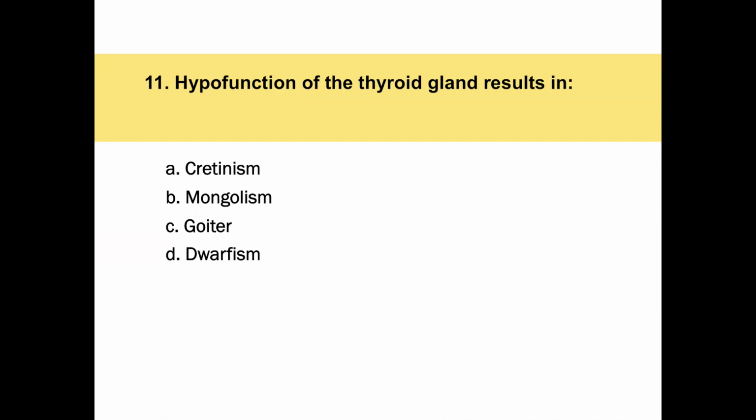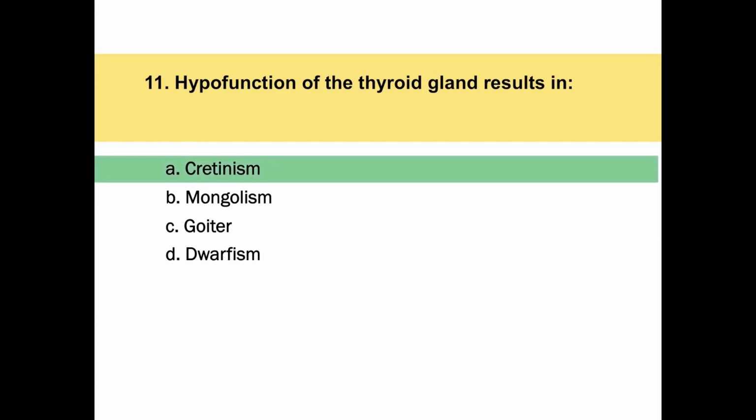Hypofunction of the thyroid gland results in A. Cretinism, B. Mongolism, C. Goiter, D. Dwarfism. Answer A. Cretinism.